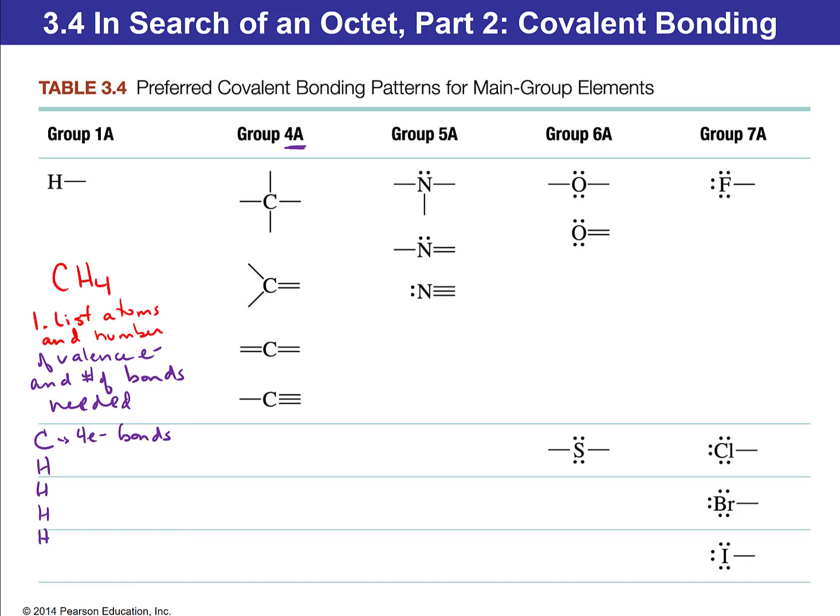And carbon, nitrogen, oxygen, sulfur, fluorine, chlorine, bromine, they're all going to work that way. The only one that doesn't work that way is hydrogen, because hydrogen has how many electrons? Just 1. And how many bonds does it need? Just 1.